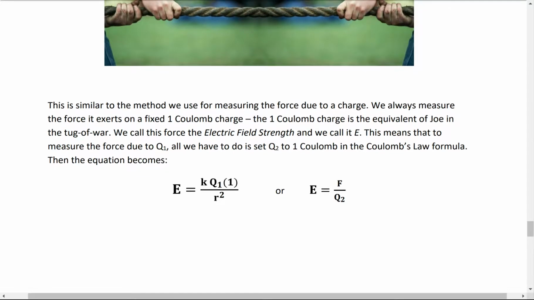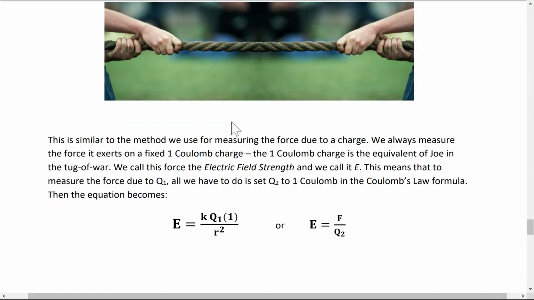What we decide to do to find out how strong an individual charge is, or what it contributes to the force, we'll say there's Q1 and Q2. We'll make charge 2 always 1 Coulomb. So you're pulling against the same guy every time. And when you do that, you're now getting the field strength, as it's called, due to Q1. And it's as simple as that. You're now getting a more realistic number to measure what Q1 is contributing.